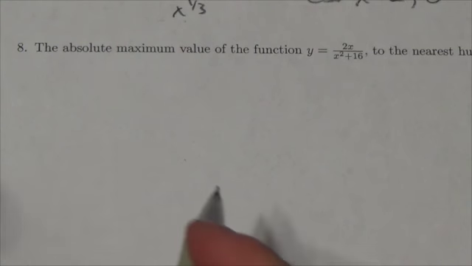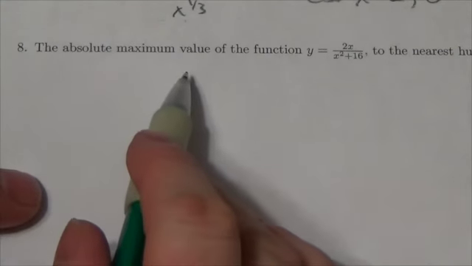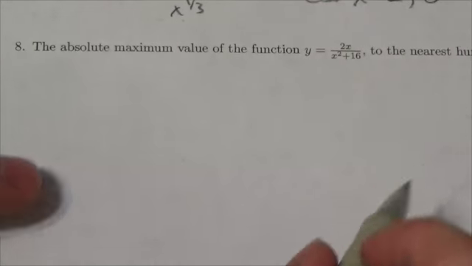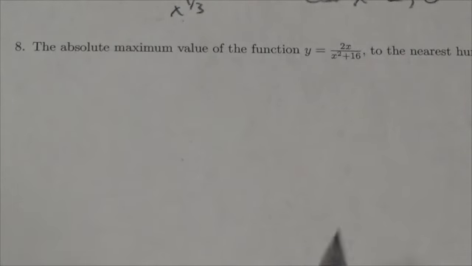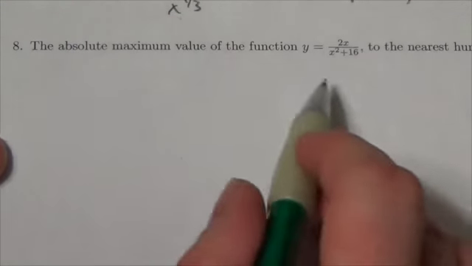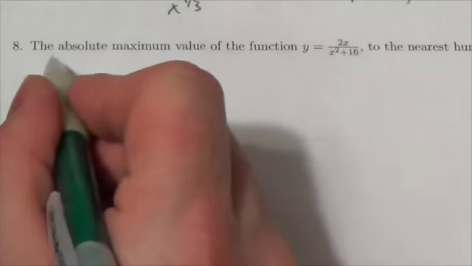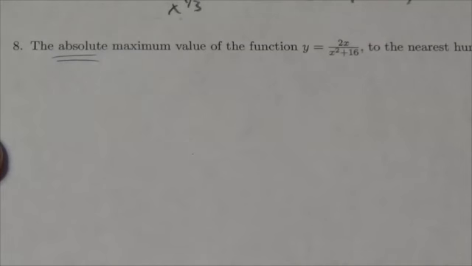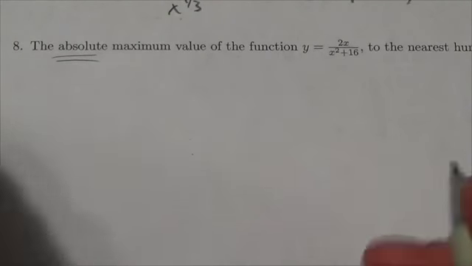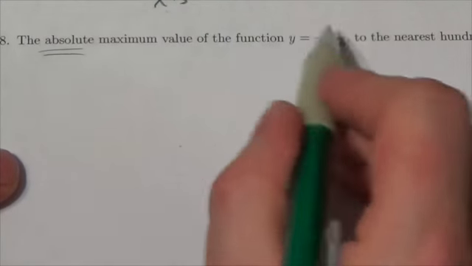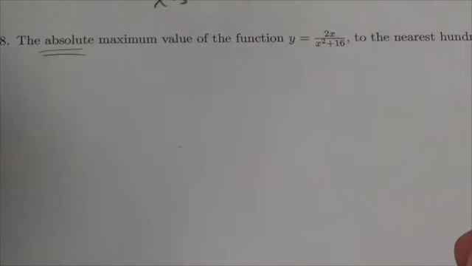Okay, numeric response number 8. The absolute maximum value of the function, and you can see it right there, to the nearest hundredth is. Okay, to the nearest hundredth suggests to me I should get my calculator ready. Now, the absolute maximum, that's an interesting thing to ask for, that absolute. At this point I don't quite know what to make of that, so we're just going to jump in and look for our locals first.